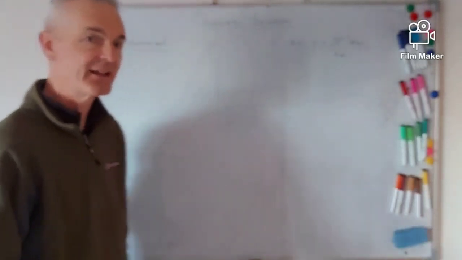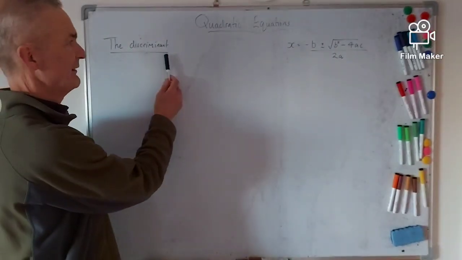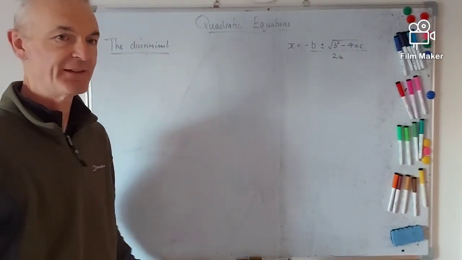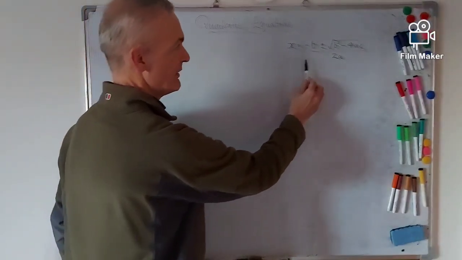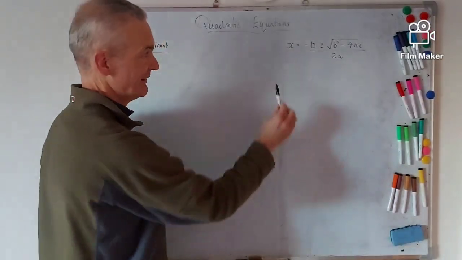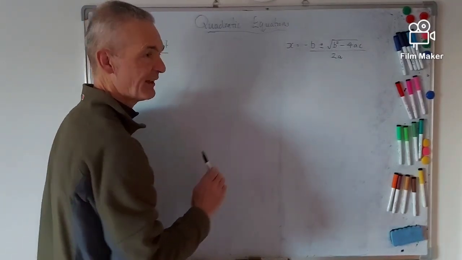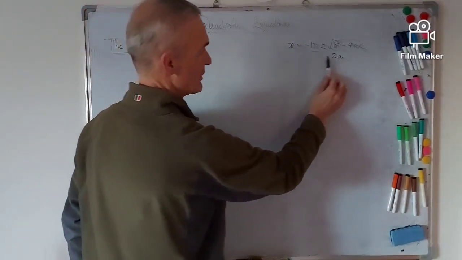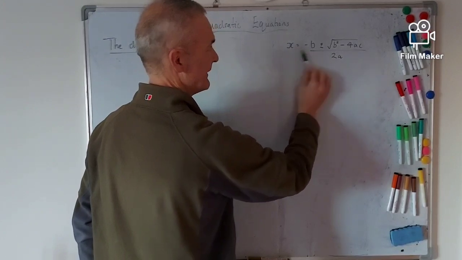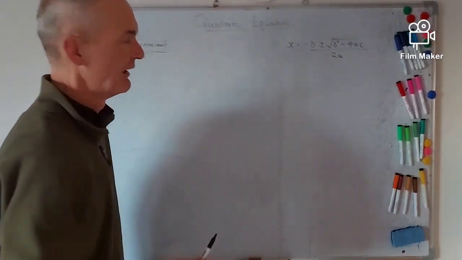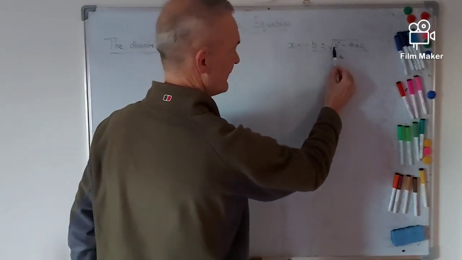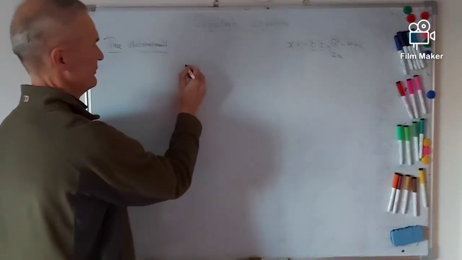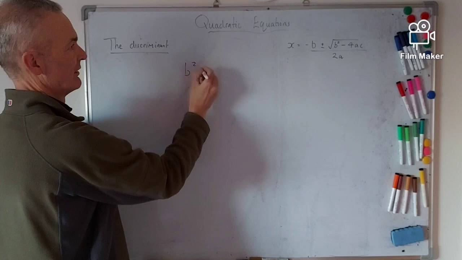What I'm looking at today is something called the discriminant. Okay, what is the discriminant and where does it come from? Well, if you've seen my last video, you'll remember that I was looking at the quadratic formula, which I've got written up here. This is the quadratic formula, and the discriminant comes from this. It's actually this little bit here, which I'll write down now.